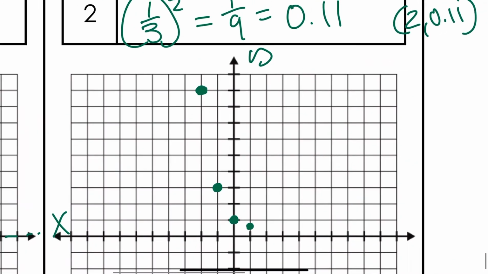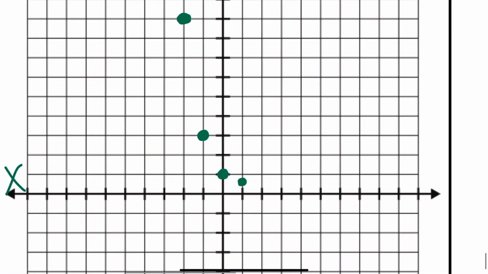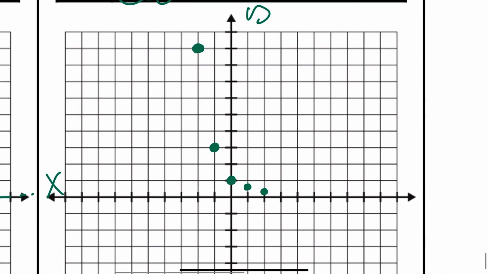All right, and then the last one we have is going to be 2, 0.1. I know it's going to go over 1, 2, and then I think it's going to be right here, just above our line, because it's really close. So I'm going to go right there. Okay, that's all of my points.